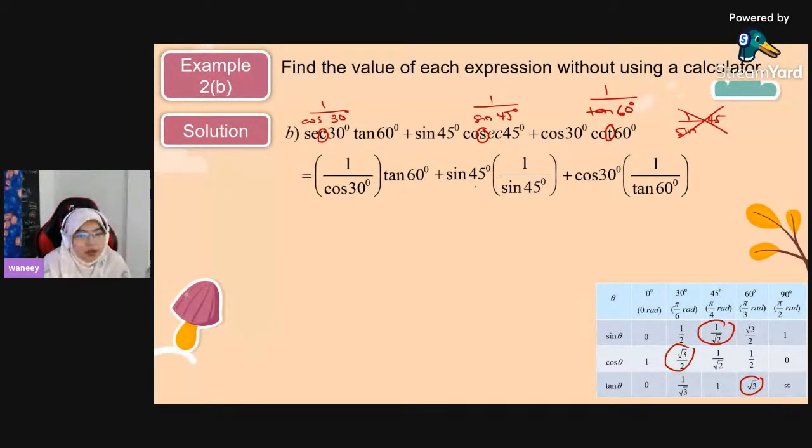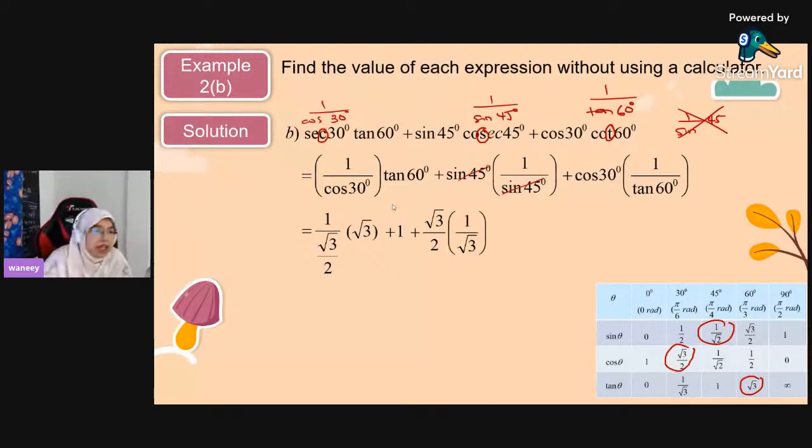So if you don't want to substitute with 1 over sec 2, you can actually simplify them straight away. They will give you 1. And then tangent of 60, you got to try to substitute the value in. So you substitute all the value. So we will have 1 over sec 3 over 2 multiply with sec 3 plus 1 plus sec 3 over 2 multiply with 1 over sec 3. And then of course you should simplify them.